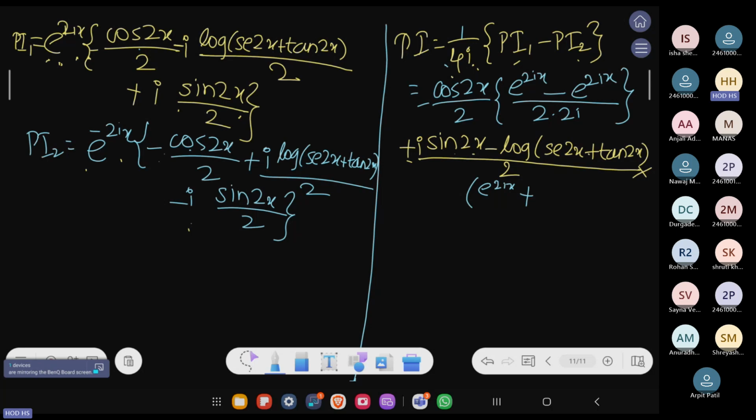I'm taking i sin 2x common. So there is an extra negative staying here, and I'm taking the negative of that, so positive. Similarly, here negative I am taking outside, here is the positive one. Since negative is taken outside, the sign which will remain is positive. So e to the power 2ix, and again divided by 2 into 2i. This i will get cancelled with this i.